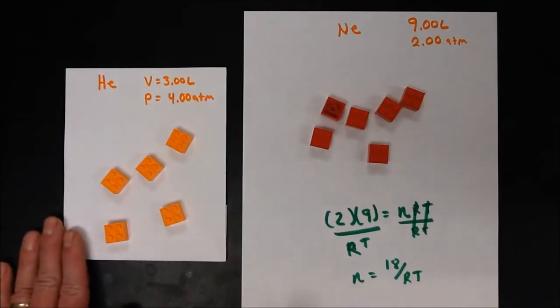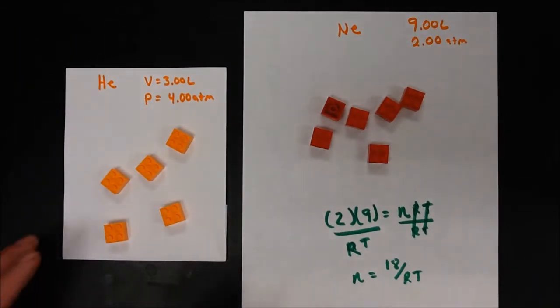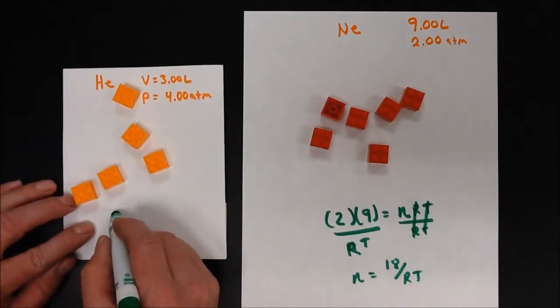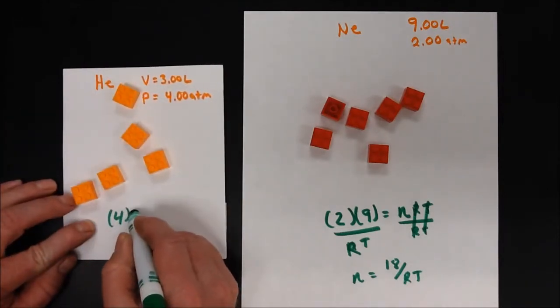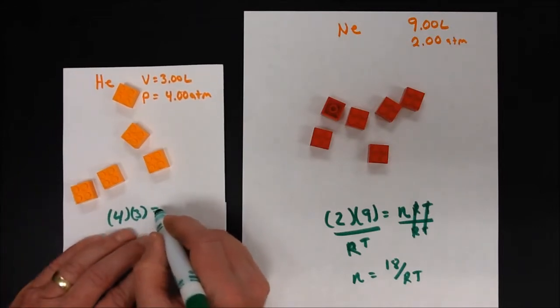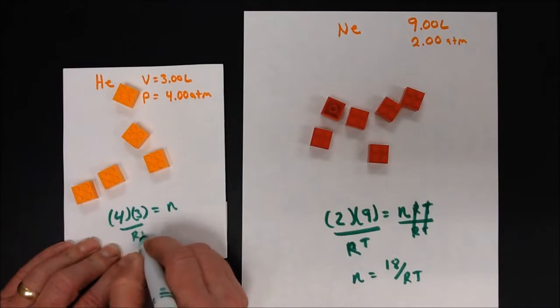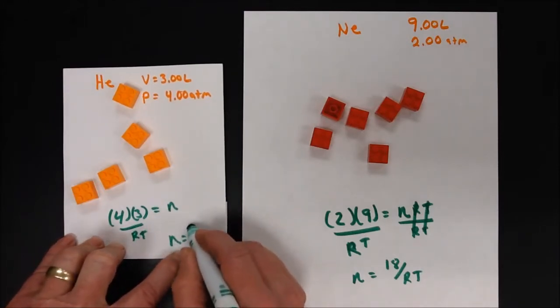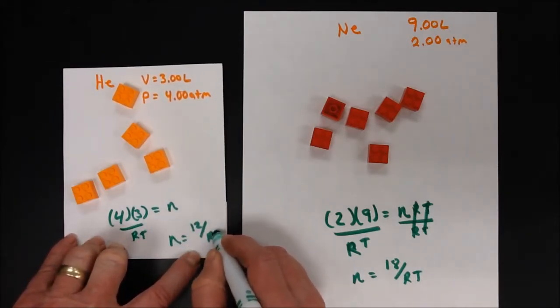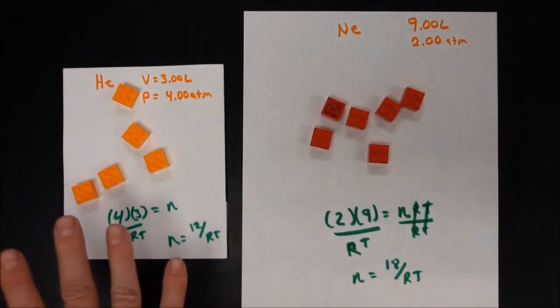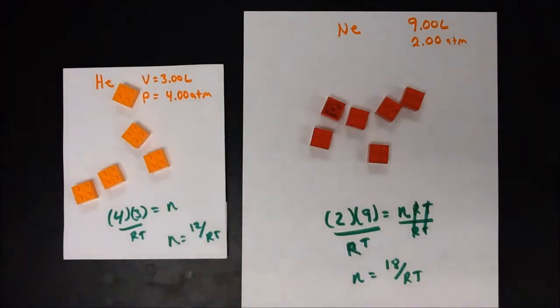On the other side over here, I have helium. I have a smaller volume, but I have a higher pressure. So here we have pressure is 4 multiplied by volume of 3 also equals nRT, but I'm going to go ahead and rearrange that and say that n is 12/RT. So in looking at this, for every 12 moles here, I have 18 moles on the other side, so that tells me that there's 1.5 times the number of moles of neon.